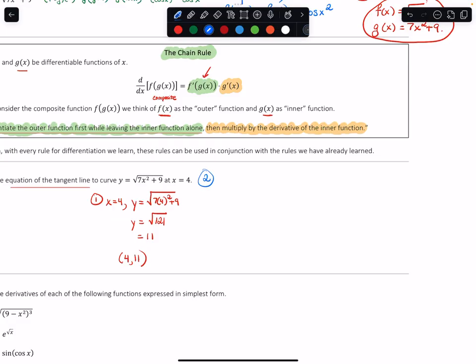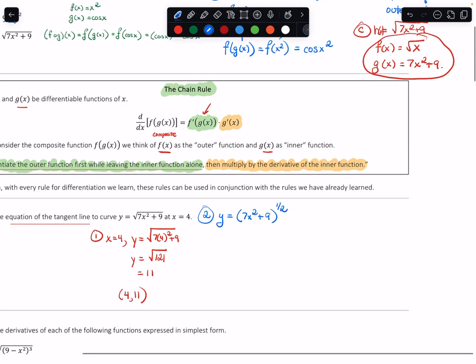The first thing I'm going to do, as I do when I differentiate any square root function, is think about the square root as a power, right, to the half power. I need to do that still here, but now I'm seeing that the outer function is the square root, or something to the half power, and the inner function is 7x squared plus 9.